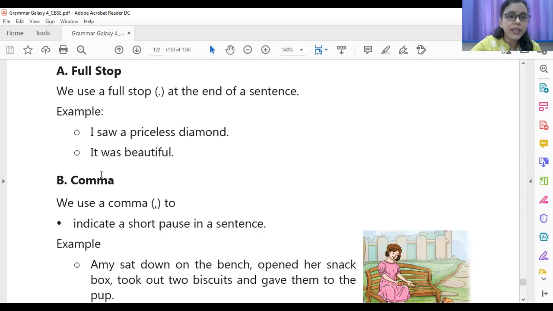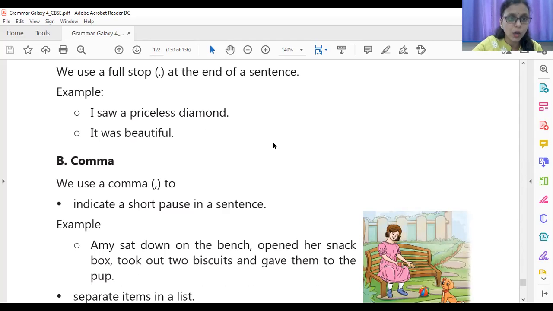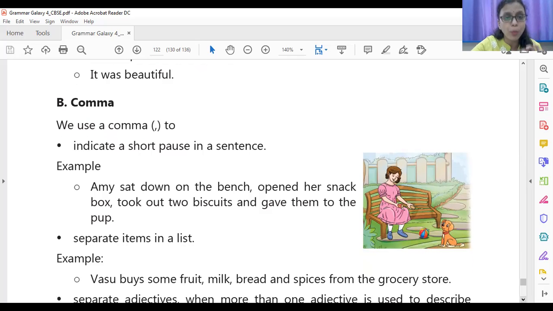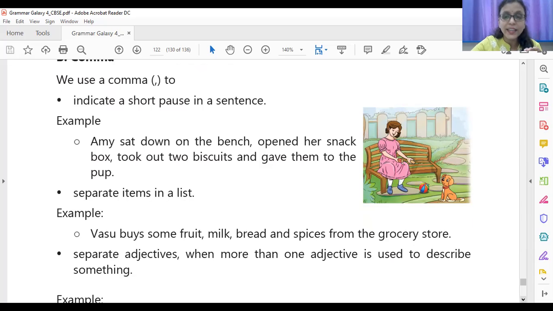The next one is comma. Now, what does this comma do in our sentences? There are so many uses of comma. Let's see. We use a comma to firstly indicate a short pause in a sentence. Like in that example that you saw, let's eat, Grandpa. So there is a pause in a sentence. Look at this example here.